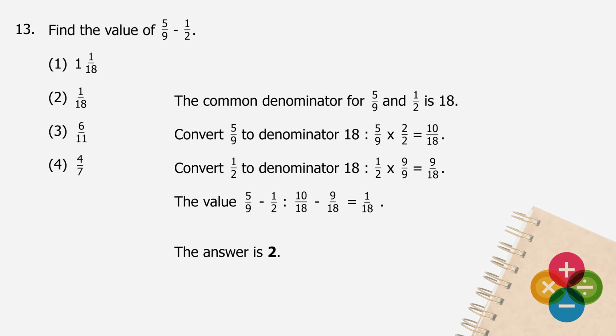Convert 1/2 to denominator 18 will be, multiply 1/2 by 9, and the product is 9 over 18. The value of 5/9 minus 1/2 will be, subtract 9 over 18 from 10 over 18, and the difference is 1 over 18. The answer is 2.